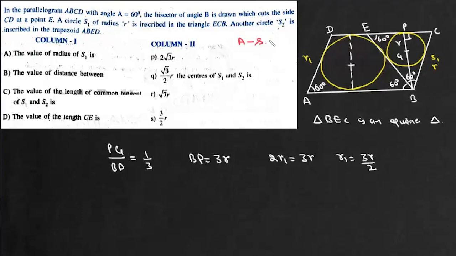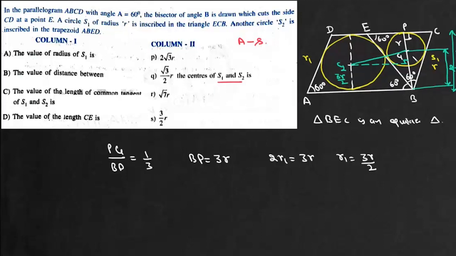Now this B is the value of the distance between the centers of S1 and S2. So we have to find the distance between the centers of S1 and S2. Now we'll drop this perpendicular here. This is C2, and we have to find this length. Now this length here is 3R. This is R. So this length here will be 2R, and this is 3R by 2. So 2R minus 3R by 2 is R by 2.